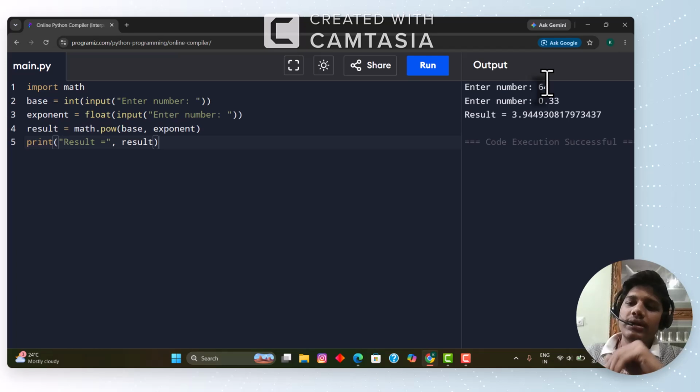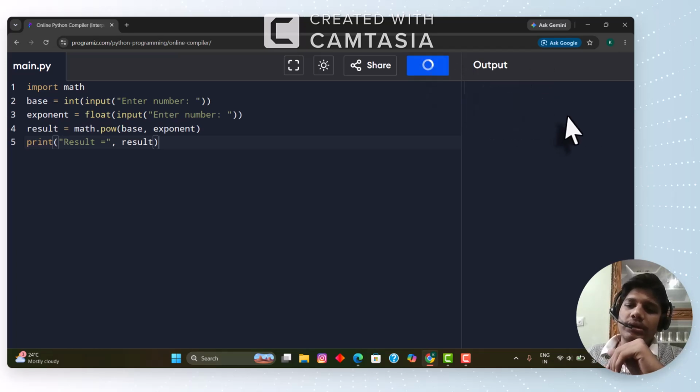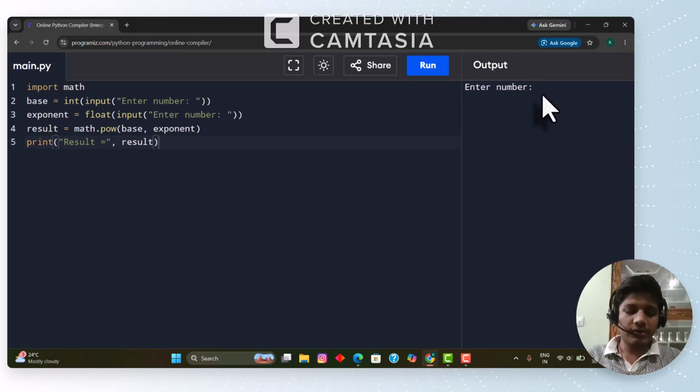Okay, then do one thing. It prints 0.34. What is the cube root of 64? 4 into 4 is 16, 16 into 4 is 64. The cube root means a number which, multiplied by itself 3 times, gives 64. For which number does it work? We get 4. For 4 we get 64. 4 cubed is 64, right? So the cube root of 64 is 4.